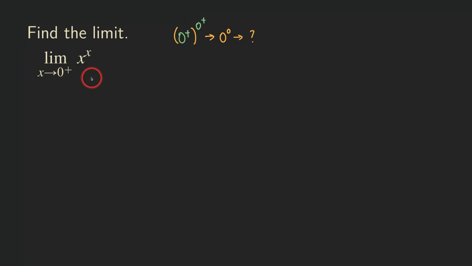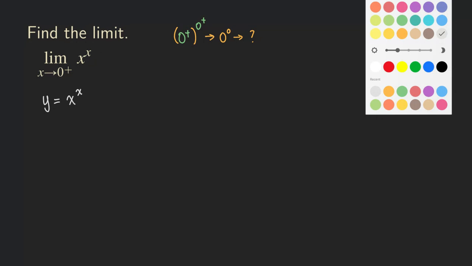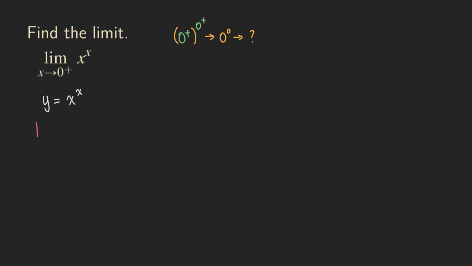To compute this limit, because we have an x in the base and we also have x in the exponent, we are going to first let y be this function, so x to the x power, and then we are going to apply the natural log on both sides of the equation. So we have Ln of y is equal to Ln of x to the x.